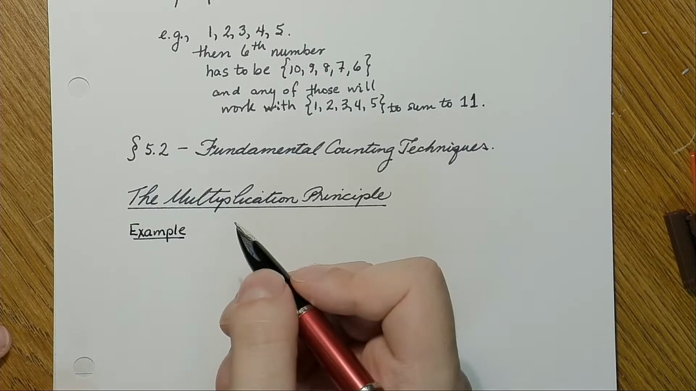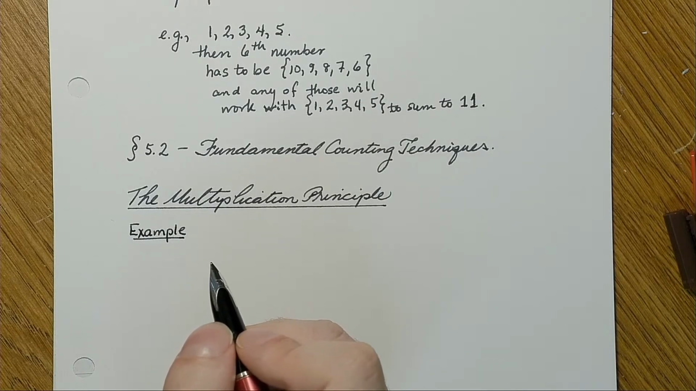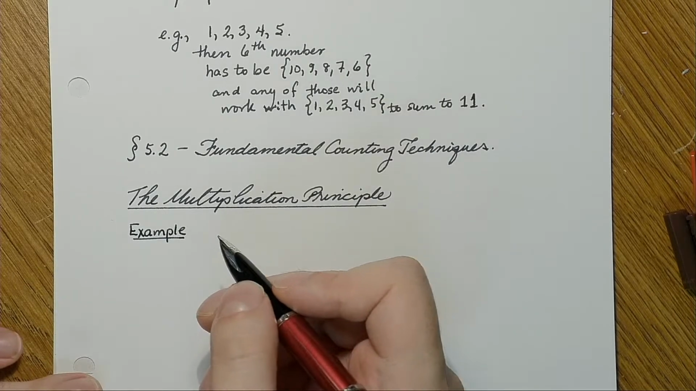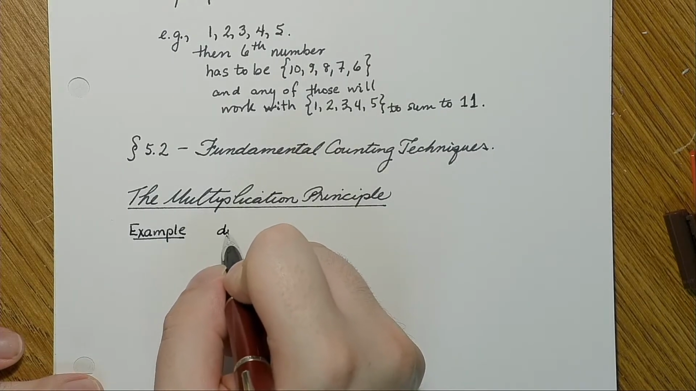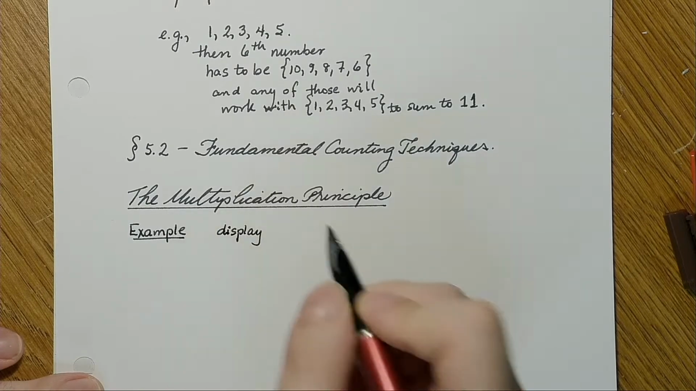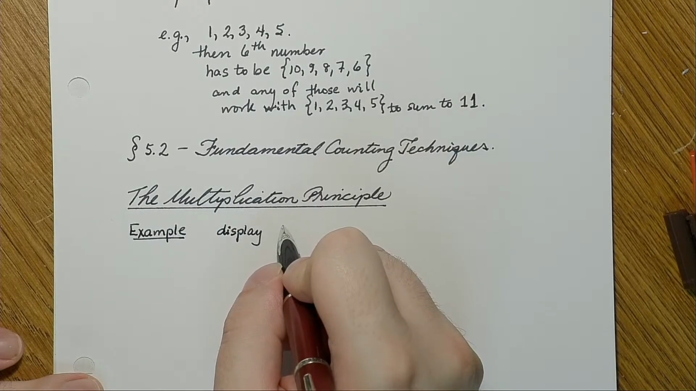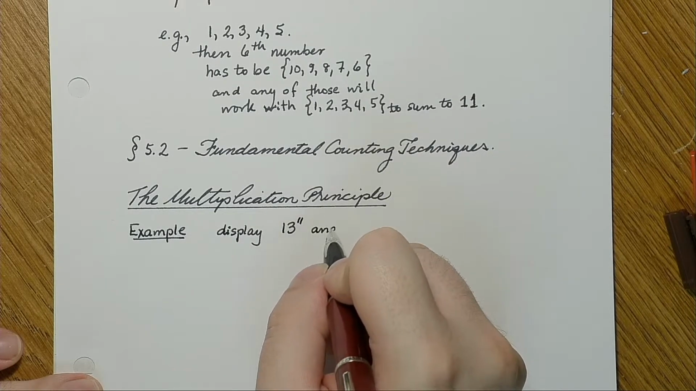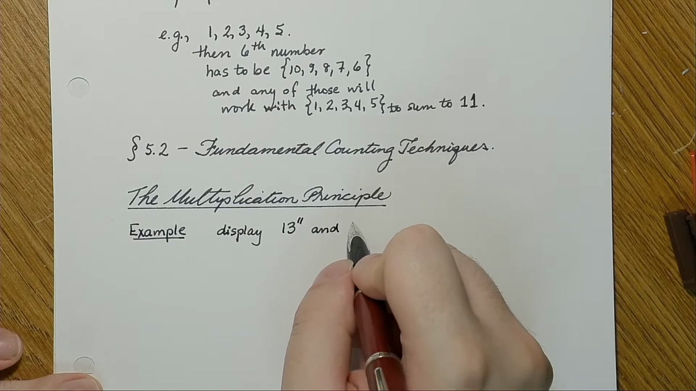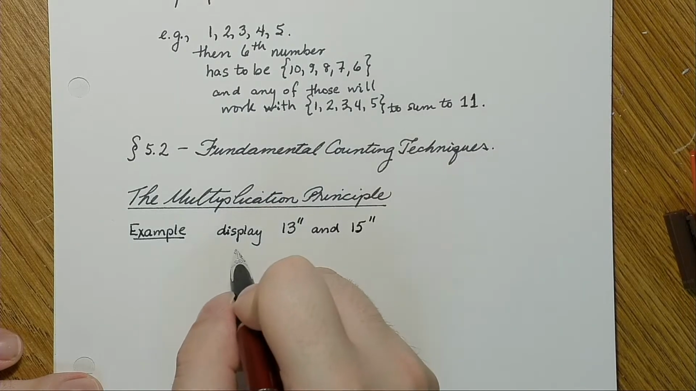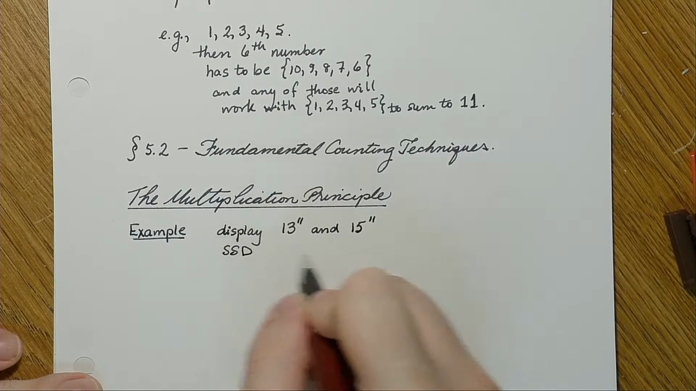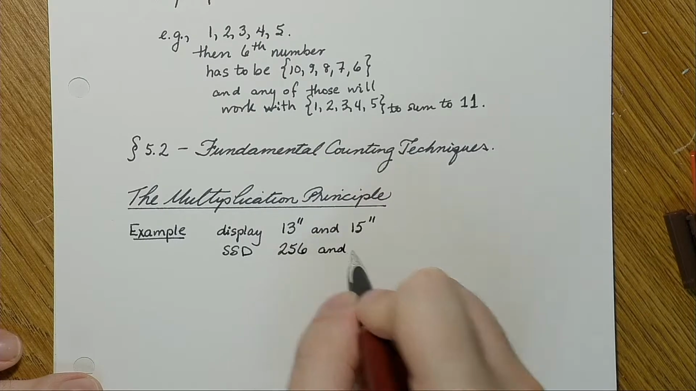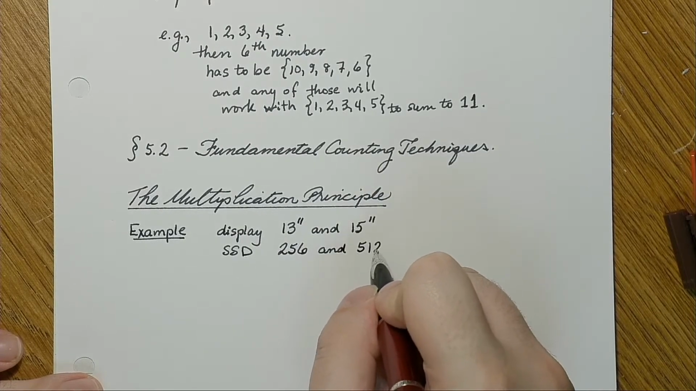is, let's say that we were going to purchase a MacBook Air. And it has, for the display, let's say there's 13 inches and, I don't know, let's say 15. And we'll go with an SSD. Let's say that it has 256 gigabytes and 512.